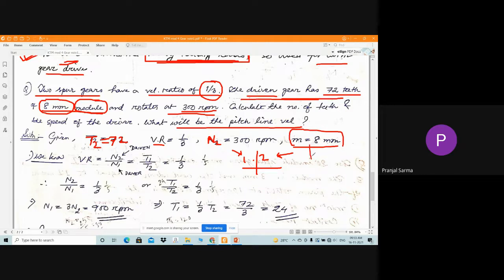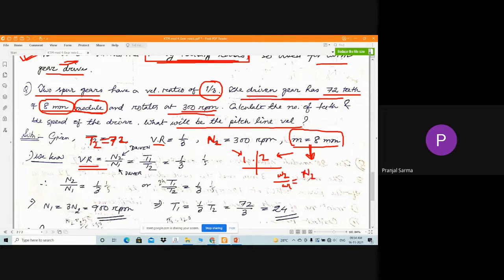Later on we will discuss module again, and then you'll be able to understand it. Now we know this velocity ratio, which can be written as N2 by N1, or in terms of omega, omega 2 by omega 1, which is itself equal to N2 by N1.